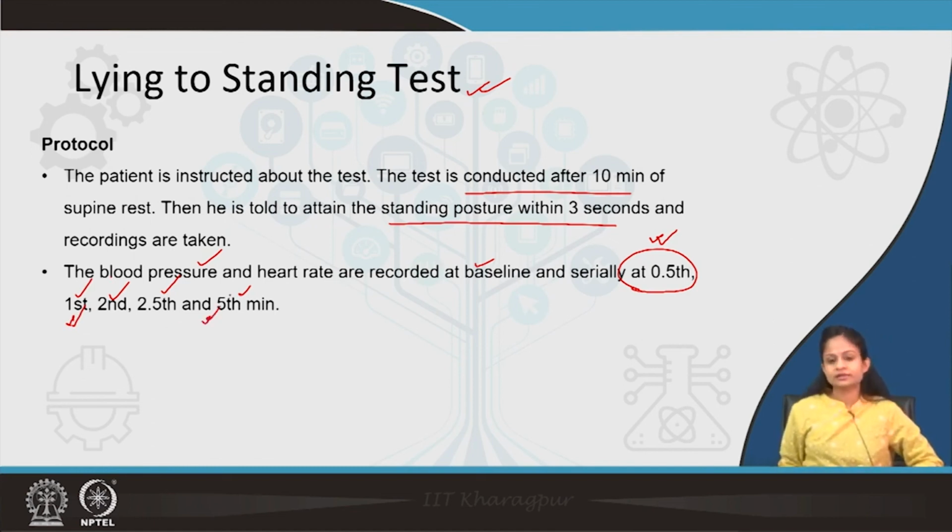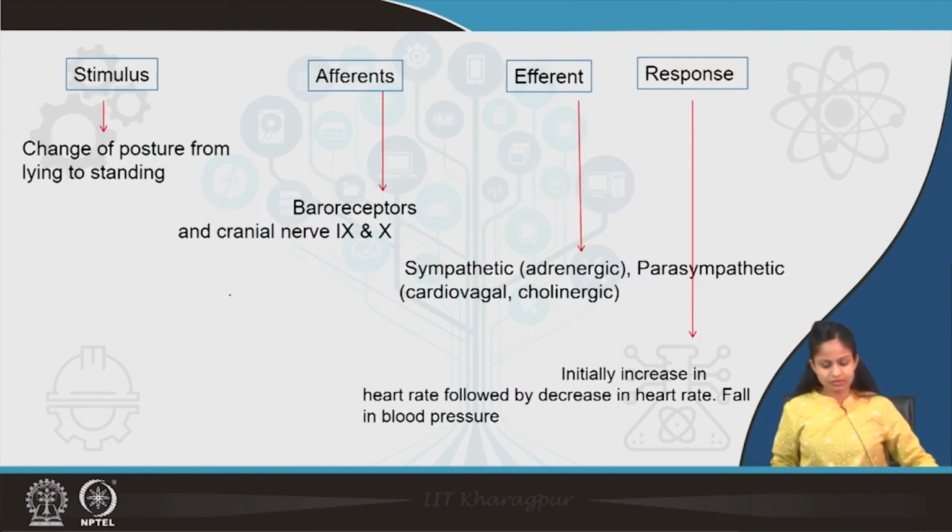That means before the test, during the test, and post recovery, you are taking the recordings. Now, why are 0.5 and 1 important? Because that means you are recording the blood pressure already when the person is getting up, because the baroreceptors in our body act very fast, within seconds. So, if you could not record at that time, you will surely miss the diagnosis.